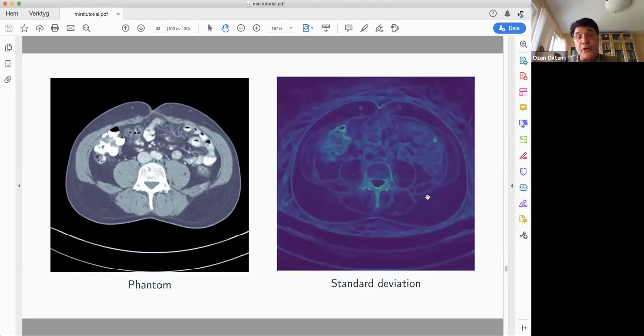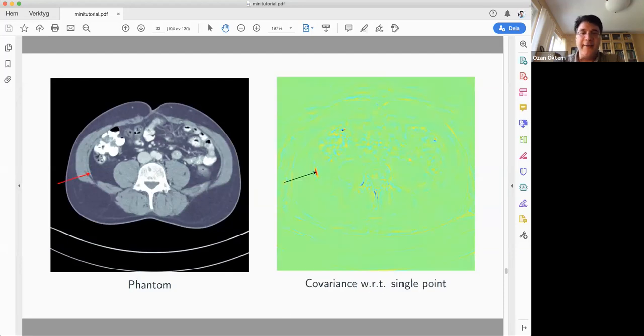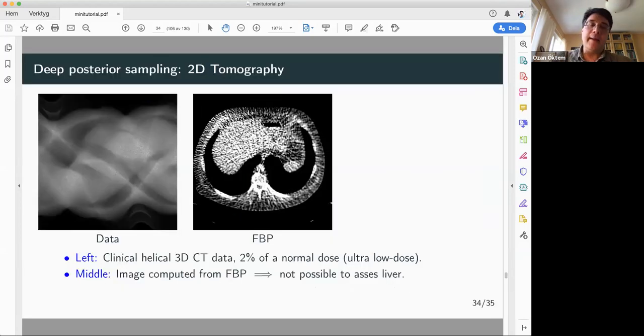But you can also now compute the standard deviation, point by point, for example, or you could compute even covariance if you want to do that, and so on. So this opens up different ways of doing image reconstruction, where you really sample from the distribution of images conditioned on the data, which has, to my knowledge, not been feasible computationally before.